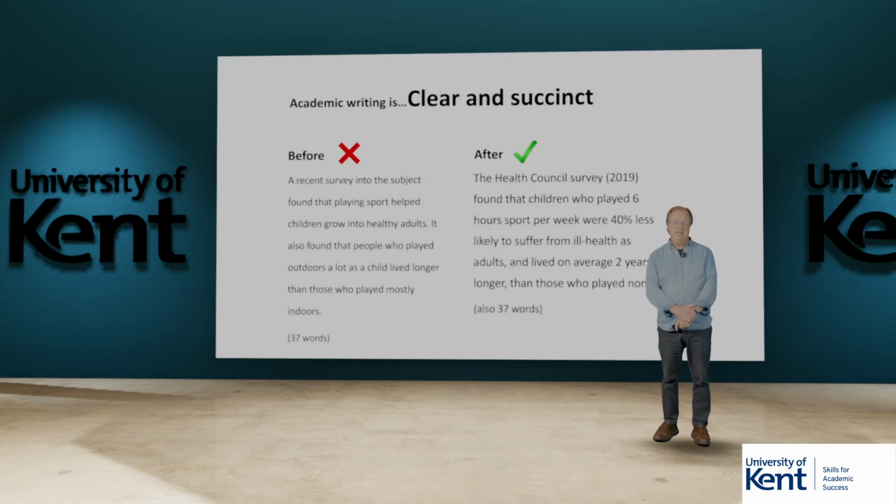Academic writing is clear and succinct, enabling you to make yourself understood as clearly as possible in as few words as possible. Being cost-effective with your use of words will allow you to include more evidence, analysis and information within the allocated word count of your assignment.